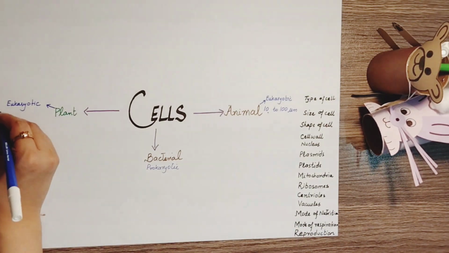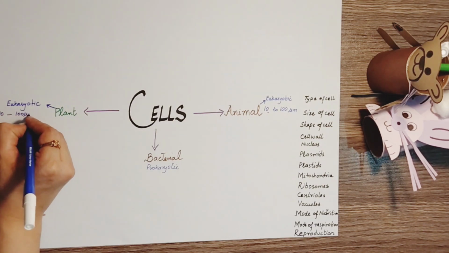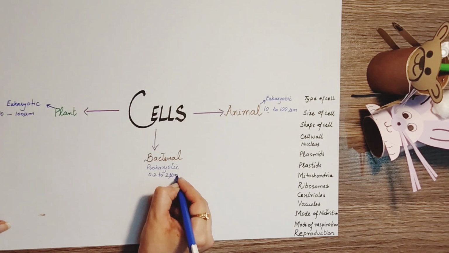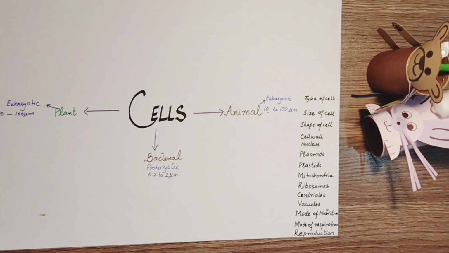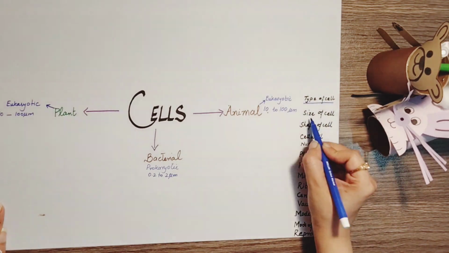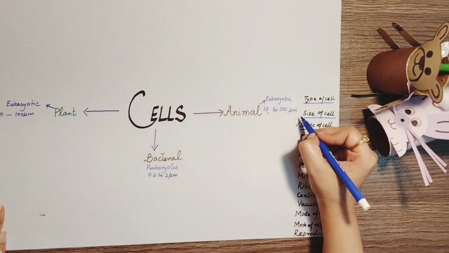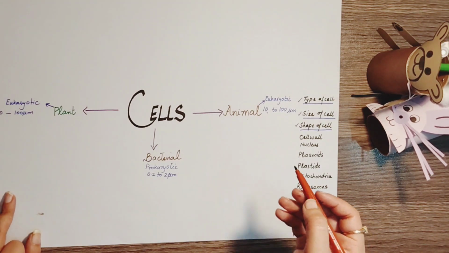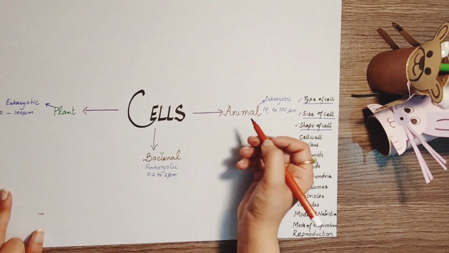Animal cells usually exist in 10 to 100 micrometers, whereas plant cells also exist in 10 to 100 micrometers, whereas bacterial cells, they are prokaryotes and they are very tiny and cannot be seen without the microscope. So we have to use the microscope for them, and they are about 0.2 to 2 micrometers.